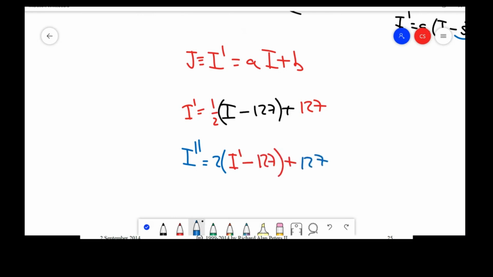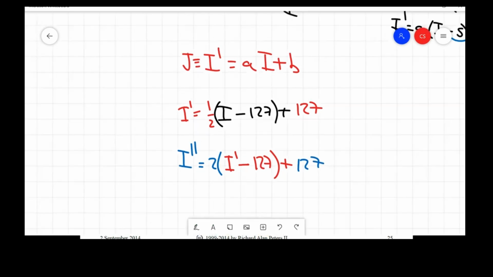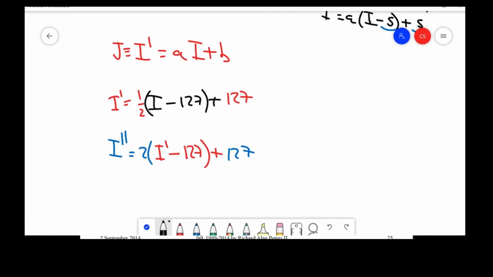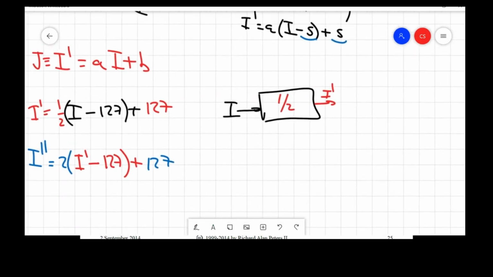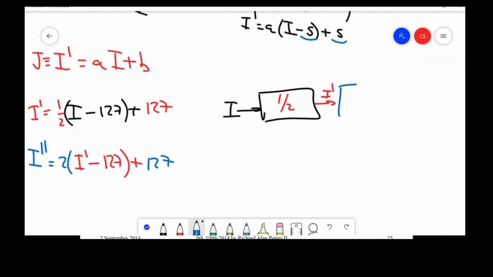So if we want to represent this process, we would have first an image I that goes into something that multiplies by 1/2, and then we have I prime, and then we enter into something that multiplies by 2, and then we get I second. So these two systems seem to be the opposite of each other, the inverse of each other. So why do we lose information? The reason is this quantization.